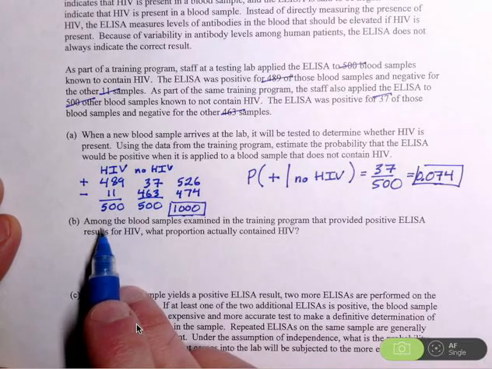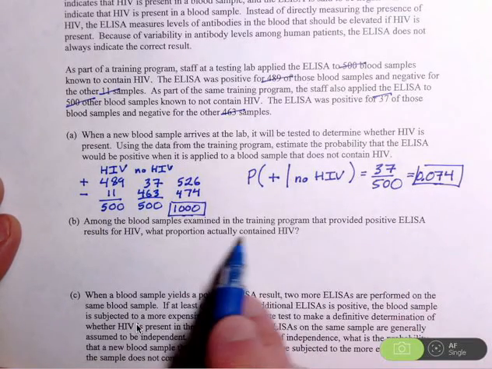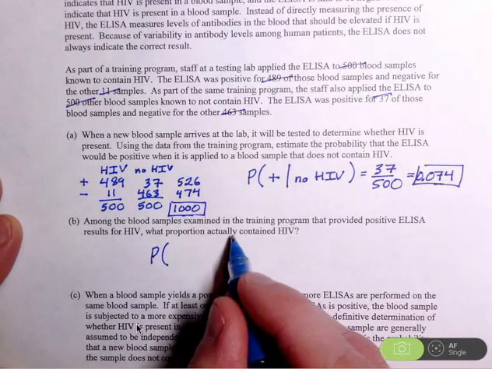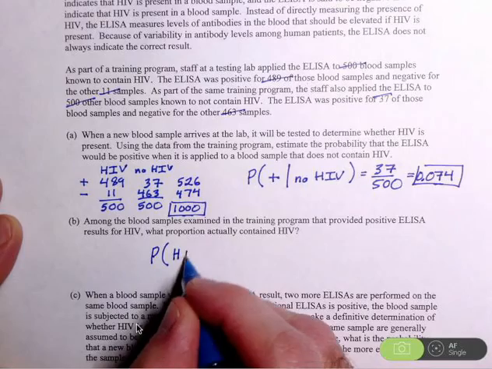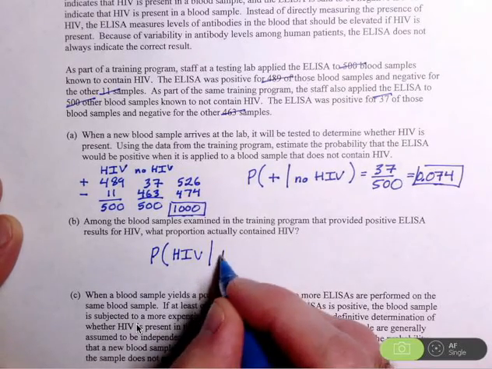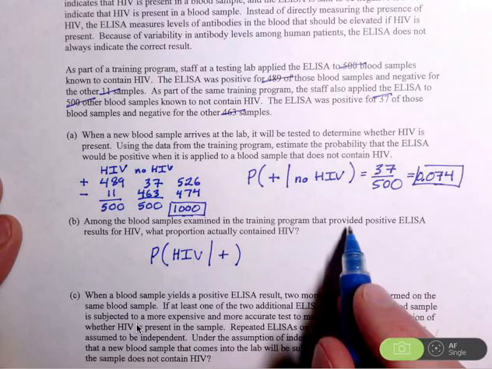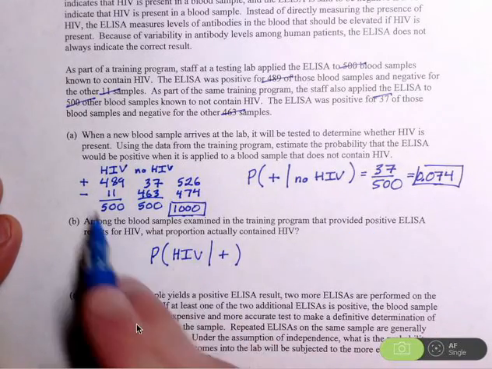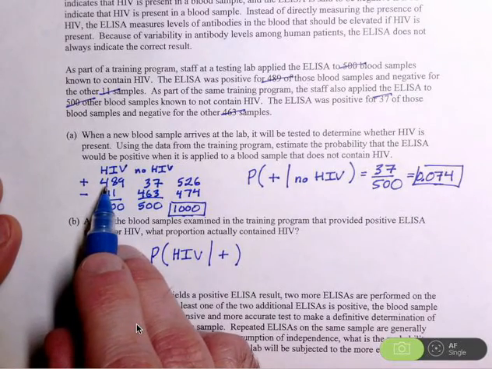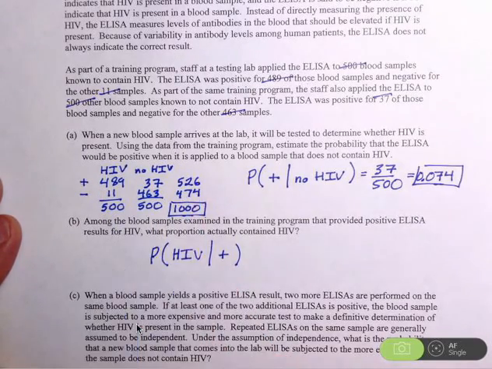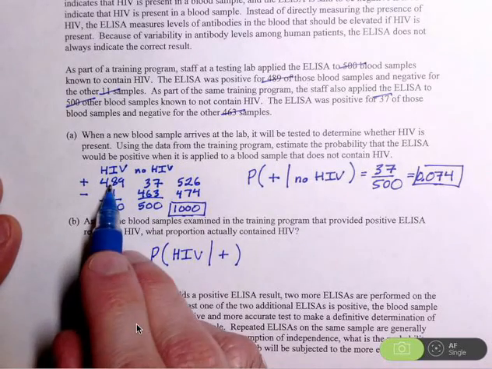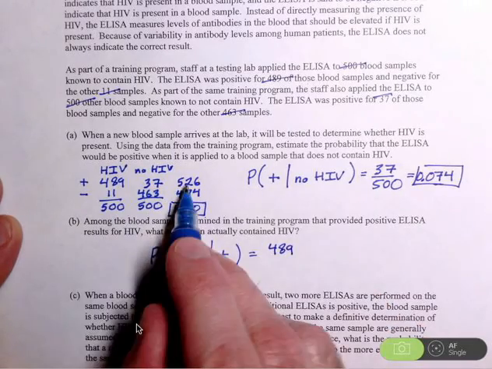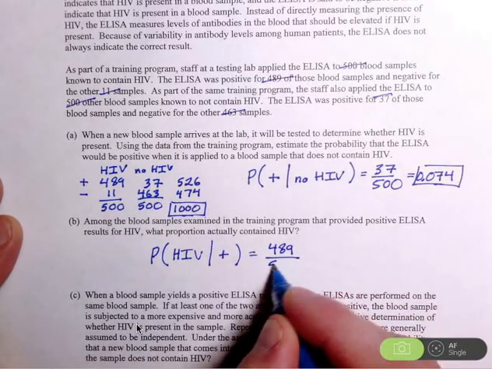Here, positive test results, what proportion actually contained HIV? So I'm interested in the probability that the sample contained HIV, given that we saw a positive test result. Under the condition that we saw positive test results, what proportion actually contained HIV? Well, now we are locating the positive row. The ones that actually contained HIV, that would be 489, out of the total number of positive test results, that was 526.